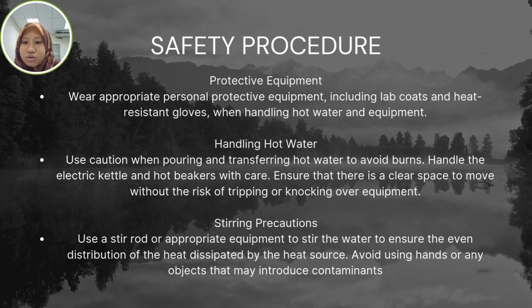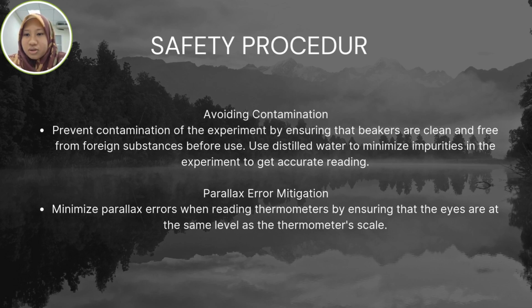Third, stirring precaution. Use a stir rod to ensure the even distribution of heat dissipated by the heat source. Avoid using hand or any object that may introduce contaminants. Fourth, avoiding contamination. Prevent contamination of the experiment by ensuring that the beakers are clean and free from foreign substances before using. Use distilled water to minimize impurities in the experiment to get accurate readings. And lastly, parallax error mitigation. Minimize parallax error when reading the thermometer by ensuring that the eyes are at the same level as the thermometer scale.